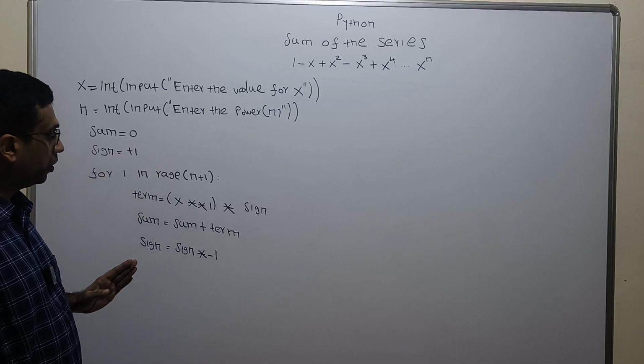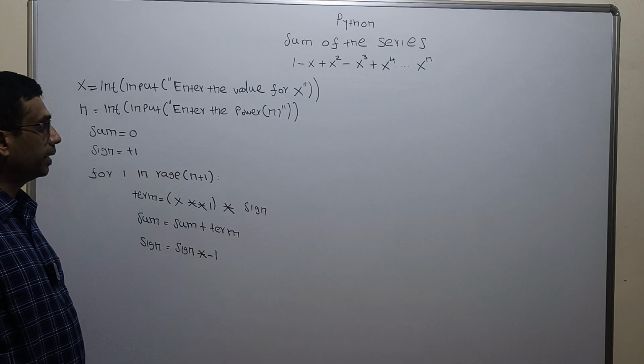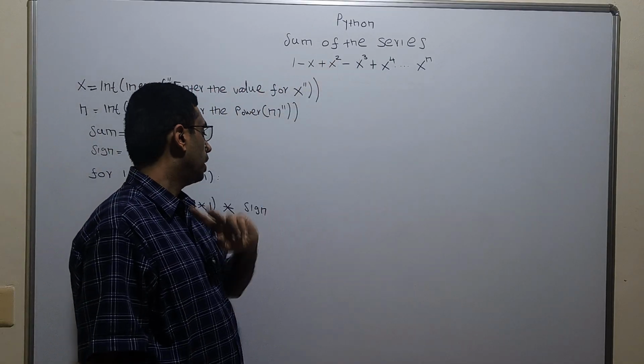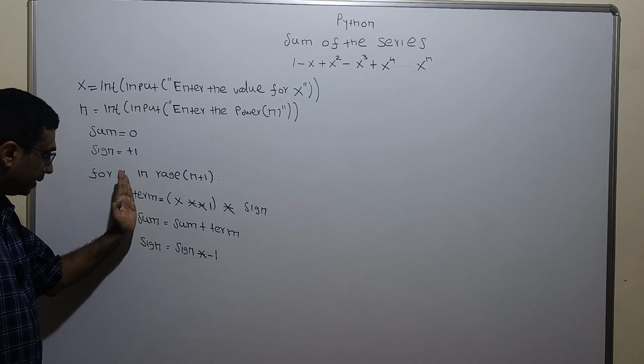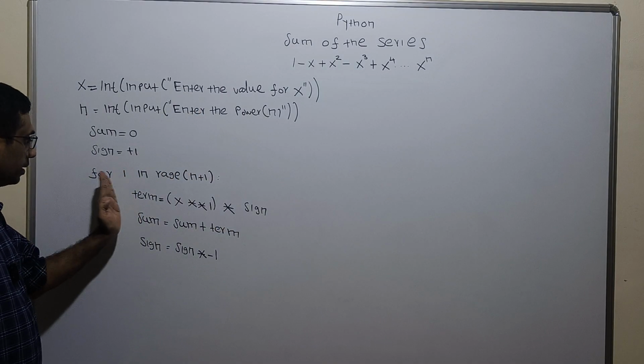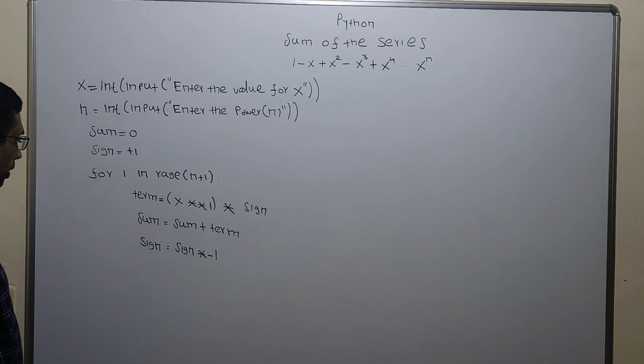Next iteration, I will take the value 1. This will get repeated. Sign has become minus 1. So the minus plus will apply. I'm giving indentation. Indentation means the three statements are within the scope of the for loop. After the for loop, I am printing the result.